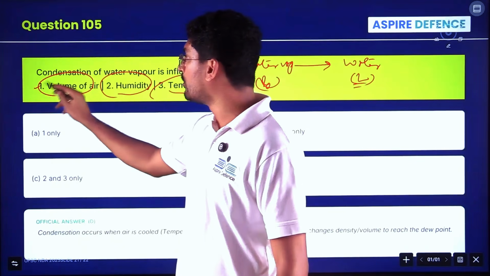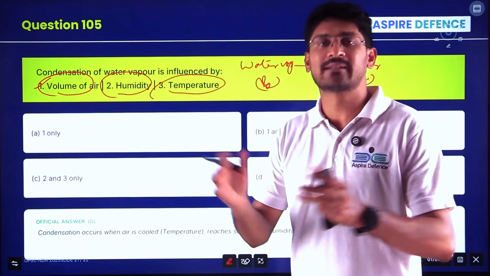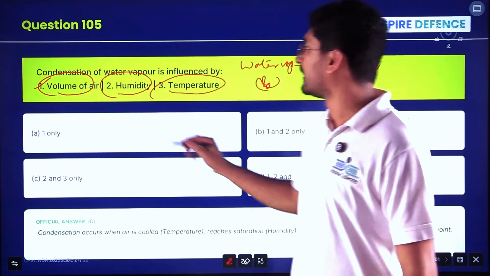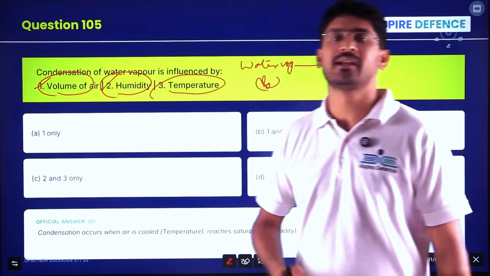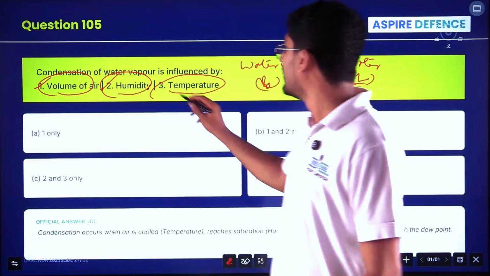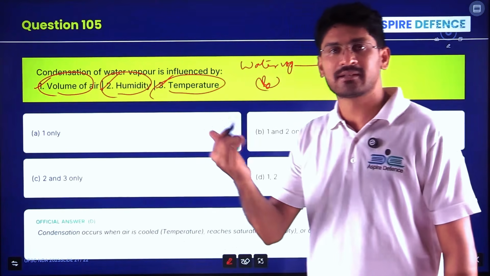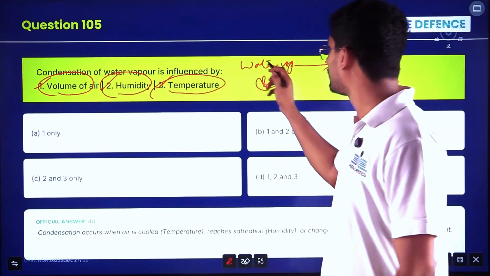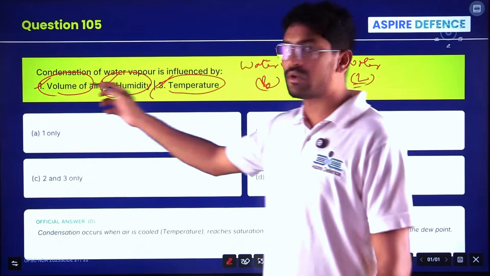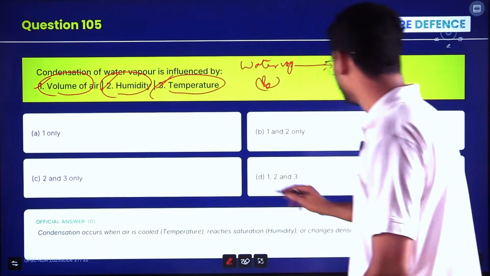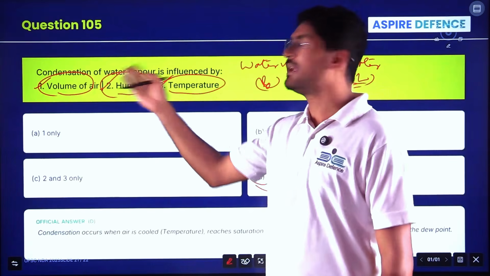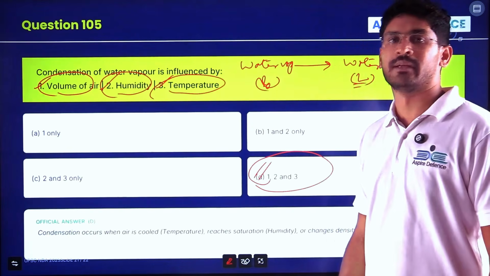Does it depend on the volume of air? Yes. If air expands, if volume expands, then water vapor will cool down to become water. Humidity? Yes. Humidity is the amount of moisture. And temperature? Yes. If temperature reduces, it will convert. Latent heat will be gone and it will convert from water vapor to water. Therefore, all the three factors will play a role in condensation and it influences the condensation of water vapor.